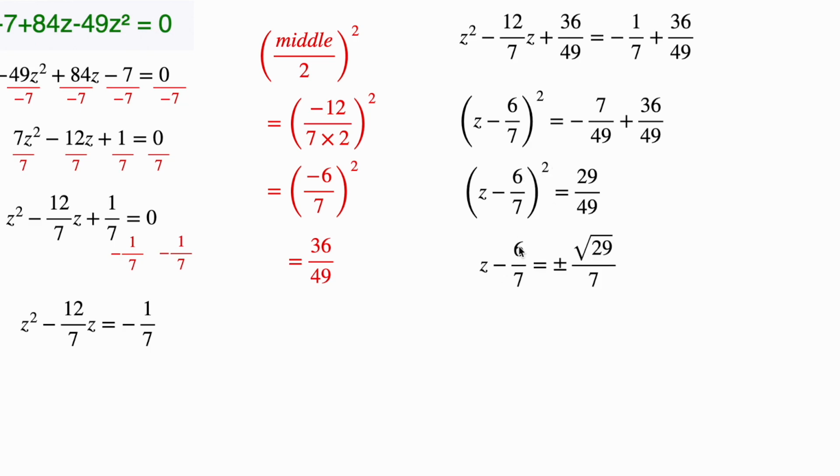And that gives us z minus 6 sevenths is equal to plus or minus the square root of 29 over 49. But 49 is a perfect square. We take the square root of the 49, that gives us 7. We have z minus 6 sevenths is equal to plus or minus the square root of 29 over 7. I want to get rid of the 6 sevenths, so I'm going to add 6 sevenths to both sides. That gives us z is equal to 6 over 7 plus or minus the square root of 29 over 7. We have a common denominator of 7, but we can write it as z is equal to 6 plus or minus the square root of 29 all over 7.